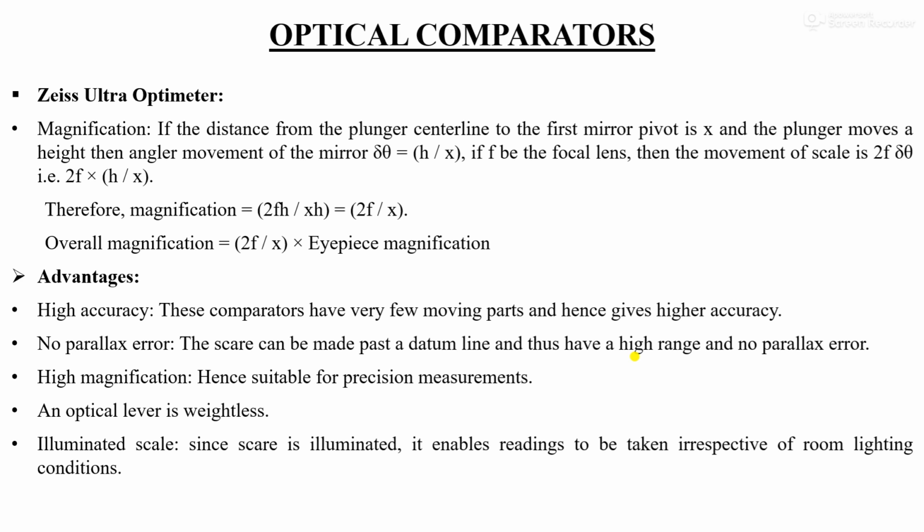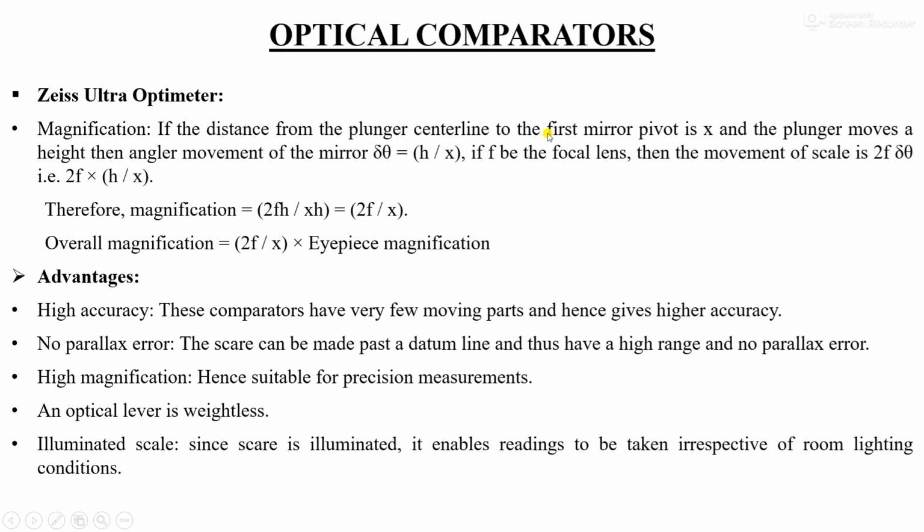So here it is given that the angular movement of the mirror is found by dividing the height of the plunger movement by the distance between the plunger center line and the first mirror pivot. So delta theta is equal to h by x. And if the focal length of the lens is f, then the movement of the scale is 2f delta theta, or 2f into h by x.